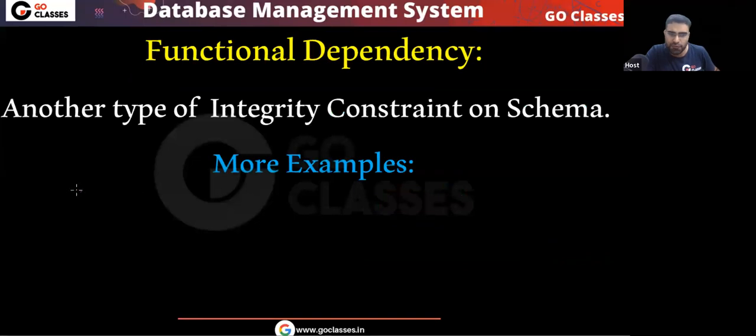Please tell me, if you know the IFSC code, can I say you also know the bank name? Meaning, if I tell you the IFSC code, then can you determine the bank name?